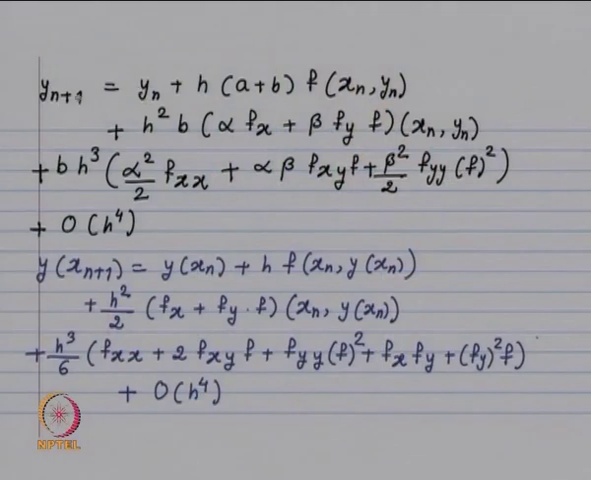So, with this assumption, when you compare these two, y n is going to be the same as y at x n. So, the constant terms match. Then here you have h times f of x n, y x n, which is the same as f of x n, y n, and here you have f of x n, y n. So, if we want these two terms to match, our a plus b should be equal to 1. So, we get the first condition on a and b, that a plus b should be equal to 1.